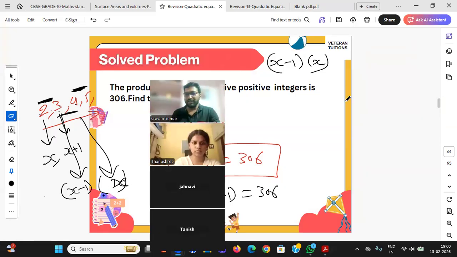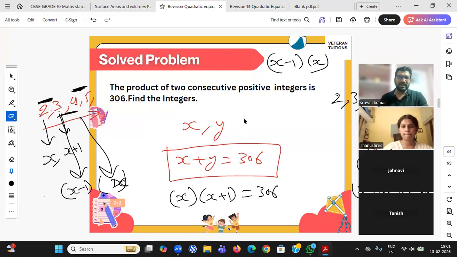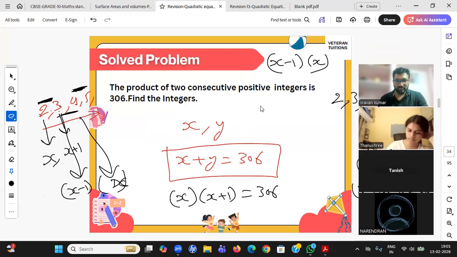So 2, 3, 4, 5. Beta, 5 I am taking x. 4 is nothing but x minus 1. Now the product of two factors is 306. Please type the answer, student. Will I get the same answer or not? Yes or no? x minus 1 and x. Why, Narendran? Tanushree, you need to solve that. So here is x plus 1, here is x minus 1.